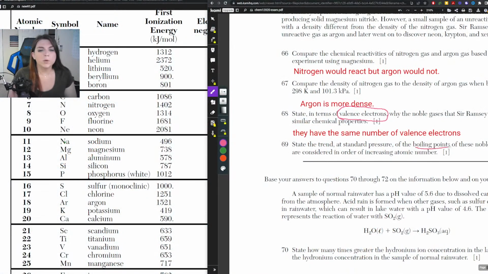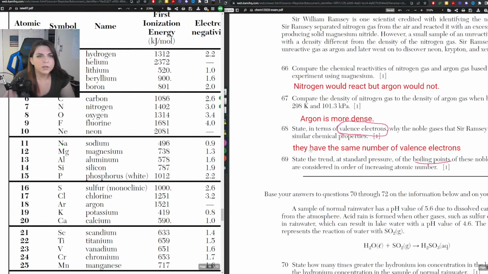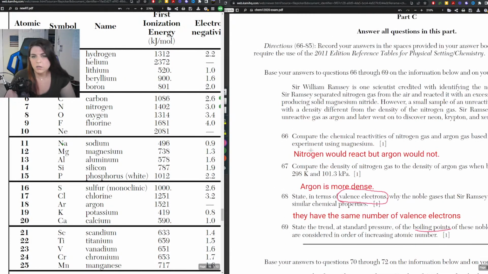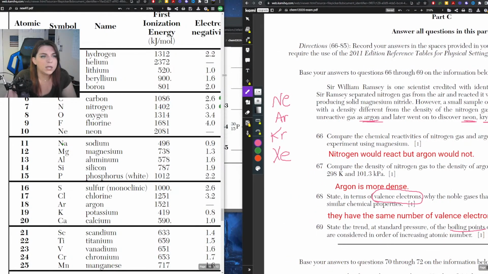In terms of boiling points, that's what it asked for. So I'm going to check out the boiling points of, oh boy, I need the whole thing here. What did he discover? He discovered argon, neon, krypton, and xenon. Okay, so in order, that would be neon, and then argon, and then krypton, and then xenon. And the question is, what is the trend in their boiling points? The boiling points should be getting higher.